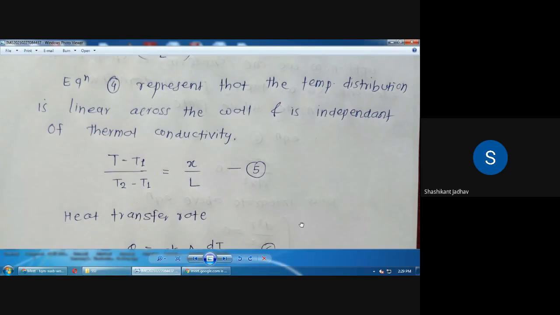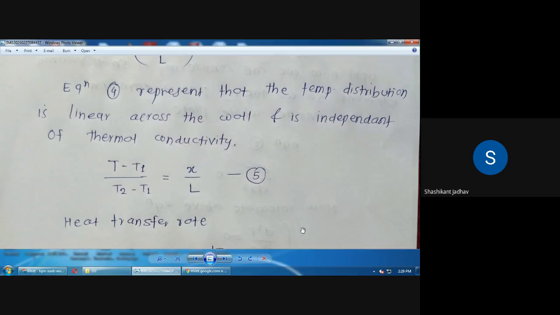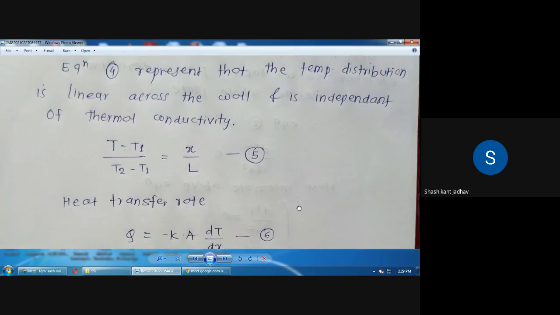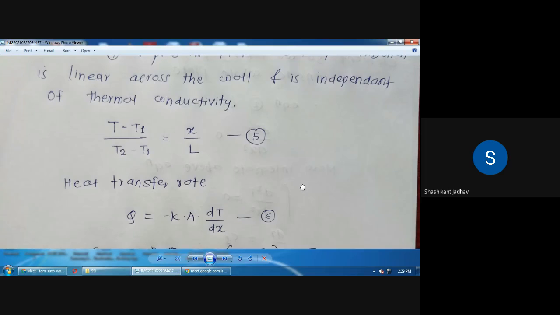So our aim is to calculate the heat transfer rate, meaning we have to calculate Q. What is the equation for Q? Q is equal to minus K into A into dT by dx. So this is our standard equation, that is Fourier's law of heat conduction.